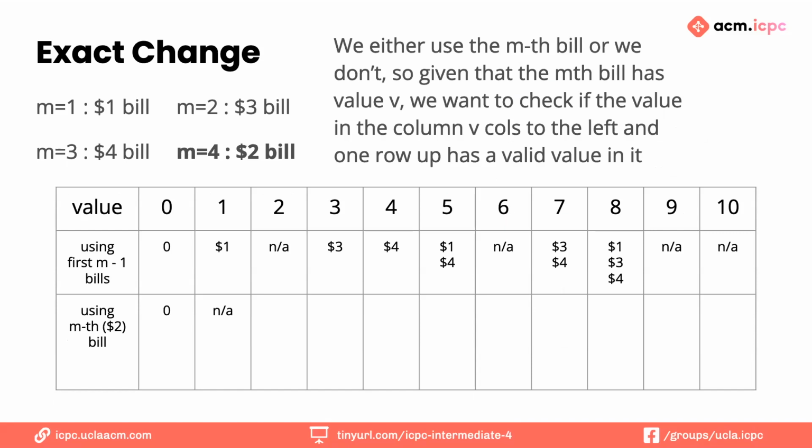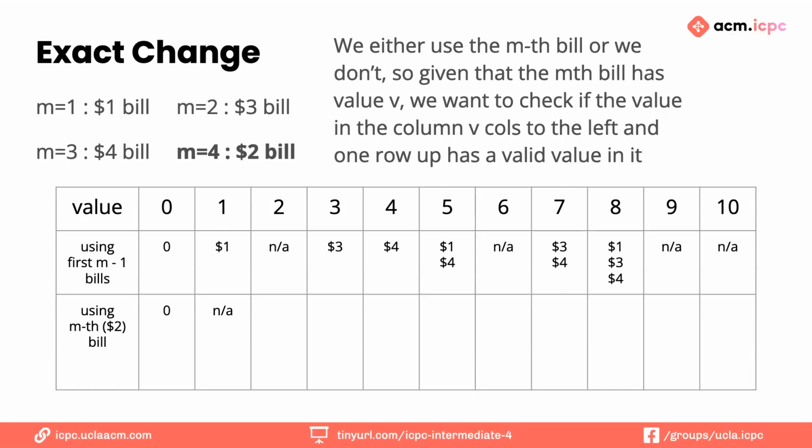So this represents the first m-1 bills. We're using our $1, $3, and $4 bills, and we've already filled out the table, so we know exactly how many bills and what values it will take to get to those values. This row represents, if we want to get to 1, we only need this one $1 bill. If we want to get to 8, it takes the 1 and the 3 and the $4 bills.